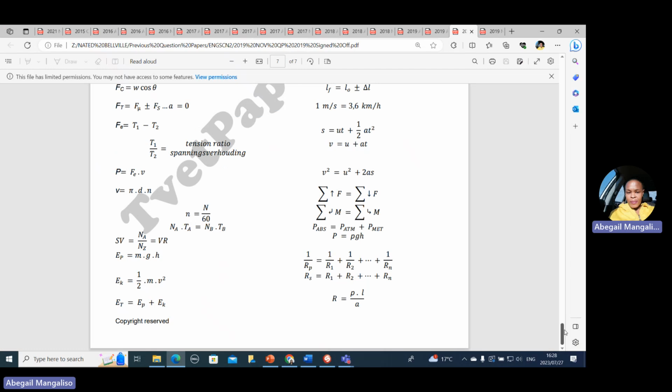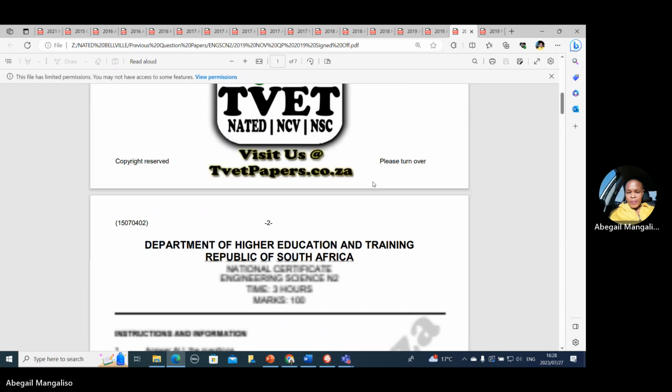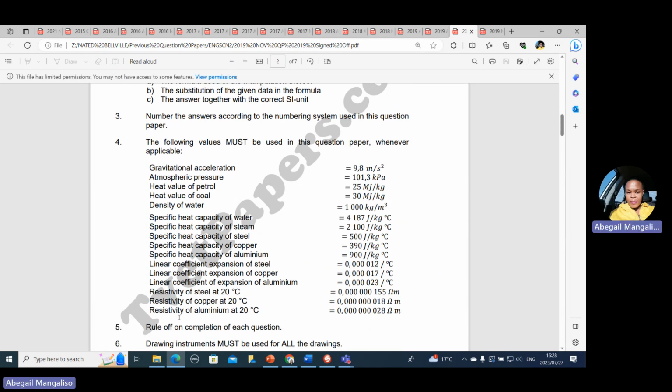Now let's look at the table of constants. There's the resistivity of aluminium at 20 degrees. This is the given resistivity of aluminium. So I'll take it from the table. It's 2.8 times 10 to the power negative 8 ohm meter. That is the resistivity from the table. If it's not given, you get it from the table.